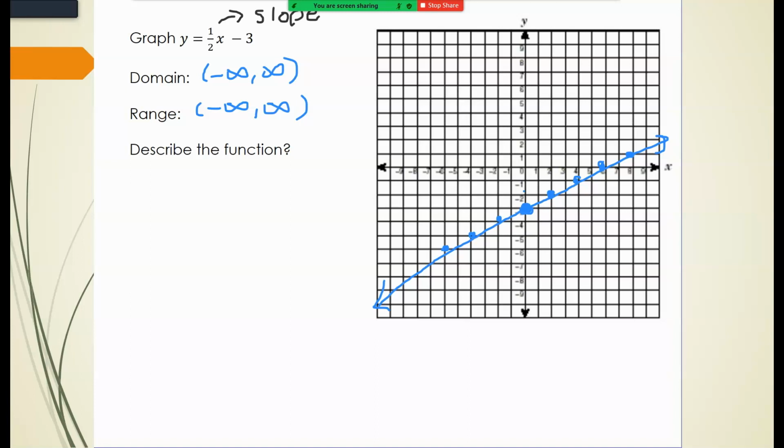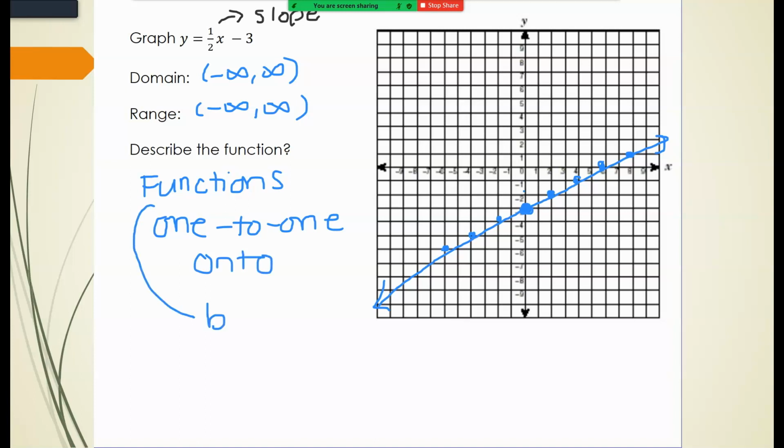And linear functions are exactly that. They are functions. They are 1 to 1. They are onto. So really it is a case of both. And linear functions are continuous. So that goes back to our vocab from the other day. Questions, comments, concerns?